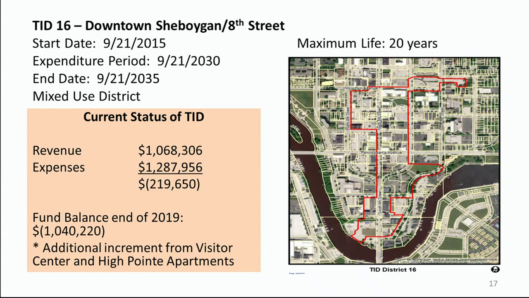That's to be expected. Typically with TIF districts this early on, you would see those expenditures, and then over time the payback of the taxes would pay off the debt. And we've done a number of capital improvement projects and different things throughout this time. There's also some additional increment that'll be gathered from High Point Apartments and the Visitor Center. Part of that is taxable. So there'll be some additional increment, but this is a downtown district that has a lot of needs, and TIF is one way to fund some of those needs.